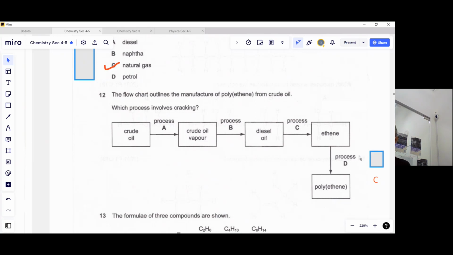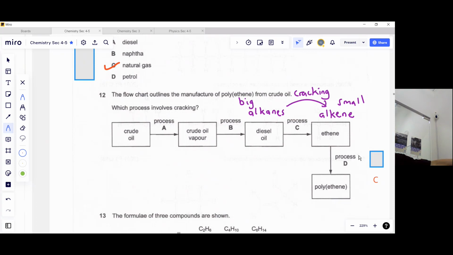Charlotte, pay some attention. Diesel oil contains what? Alkanes. You shouldn't forget that. Now, ethene is what? Ethene is an alkene. So, if you convert alkanes to an alkene, let me qualify, big alkanes to small alkene, that is cracking. A big molecule becomes a smaller molecule, also containing double bonds, is a cracking process.